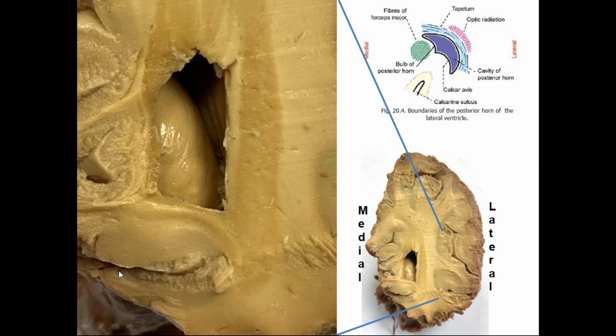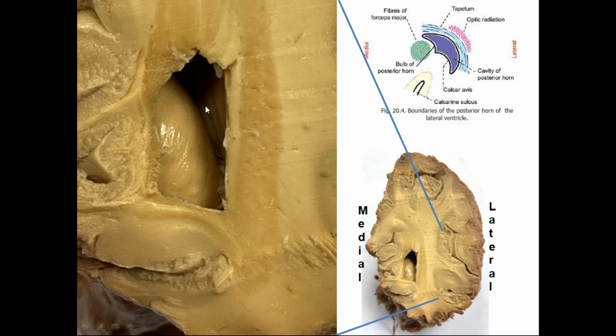And if you remember, there was a sulcus projecting on the medial surface of the occipital lobe. That is the calcarine sulcus. This calcarine sulcus projects into the posterior horn, below the forceps major fibers, below the bulb of the posterior horn. The elevation produced by this indentation of the calcarine sulcus is called the calcar avis. Right.